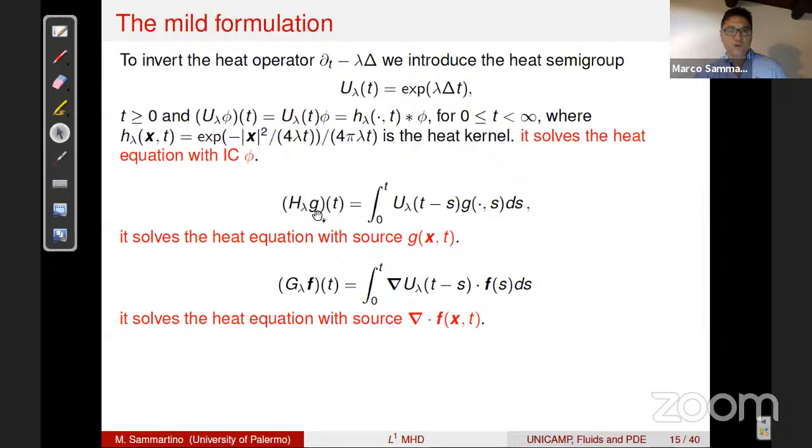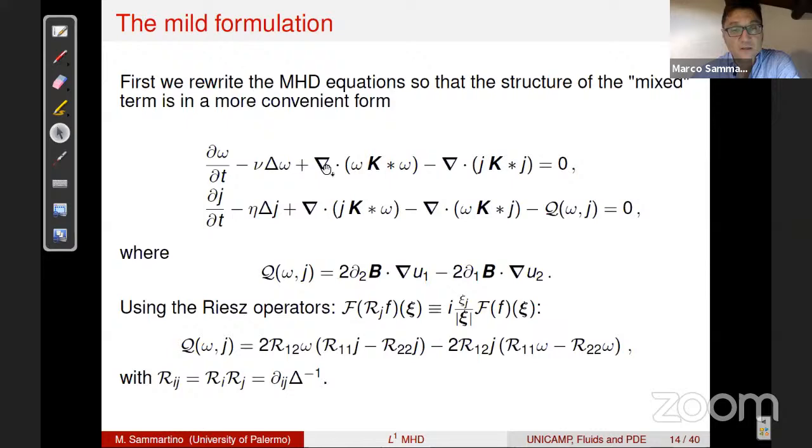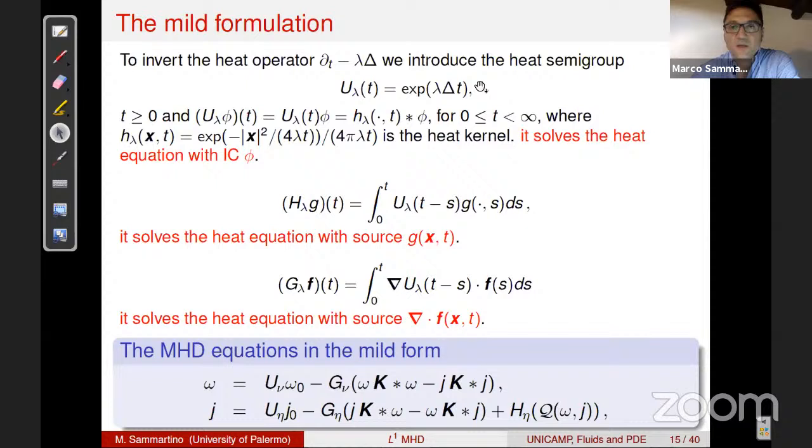Analogously, we can introduce the capital G in which we have the gradient of U, which is useful given that in the previous equation, you see as a source that the nonlinear term involves the gradient. So just inverting the heat operator which appears in the equation, we write the MHD equation in the mild form, in which we have this semigroup times the initial data, and the G appears because we have put the gradient inside the operator of G.